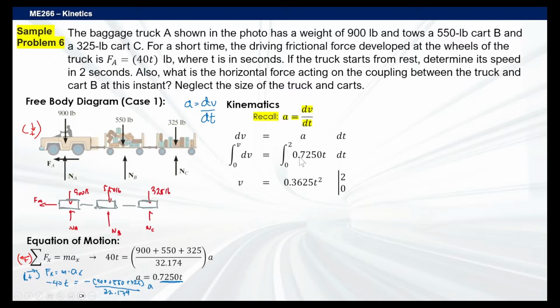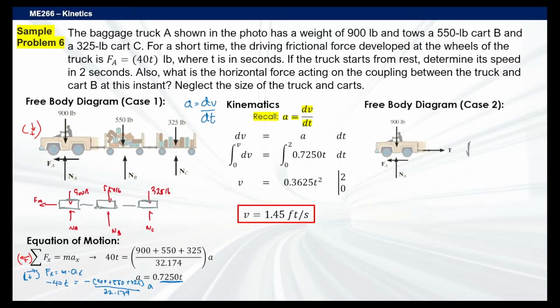So 0.7250 divided by 2 will be equal to 0.3625 t squared. And we simply substitute t with these values, and we will yield 1.45 feet per second. Okay. So that will be the case 1.